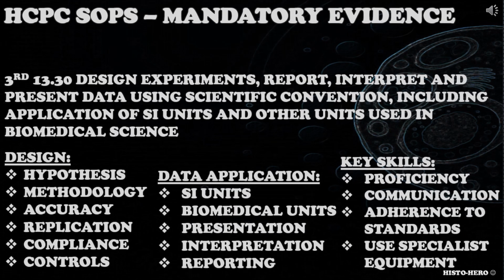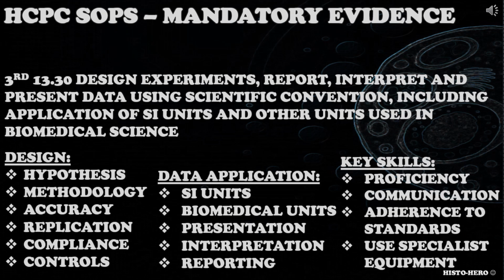The third standard is, design experiments, report, interpret and present data using scientific convention, including application of SI units and other units used in biomedical science. To meet this standard you need to design experiment, report, interpret and present data using scientific convention, including application of SI units and other units used in biomedical science. How can you design experiments? Consider hypothesis, methodology, accuracy, replication, compliance, controls, and so on.